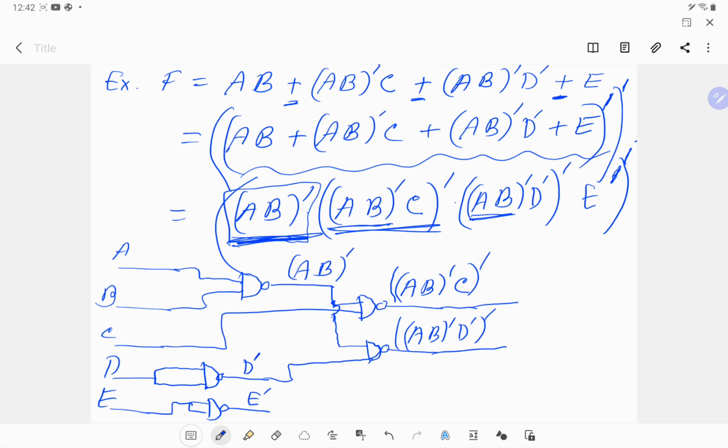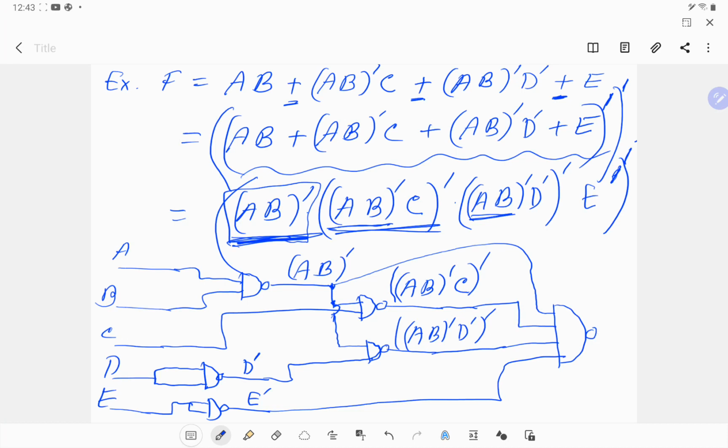Now we need a 4-input NAND gate. The first input is (AB prime) prime, and let's do it. Then the second input is (AB prime C) whole prime. We got the second input. The third input is (AB prime D prime) whole prime. The fourth input is E prime, so we got the E prime.